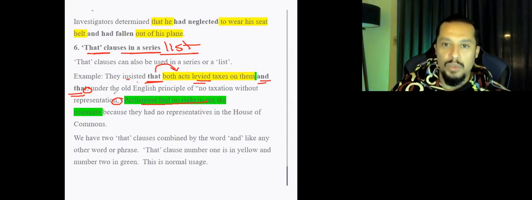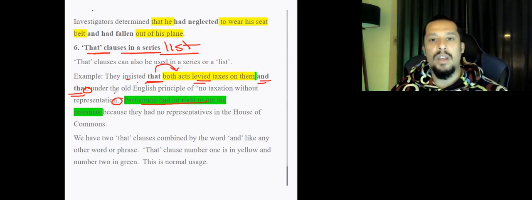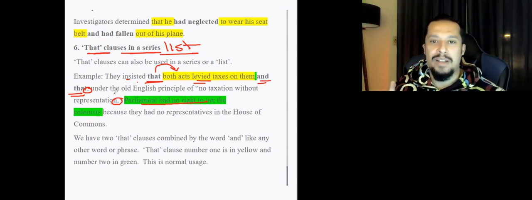These were the rules for the that relative clause. Stop watching the video here. Go to your notes and practice what you learned.